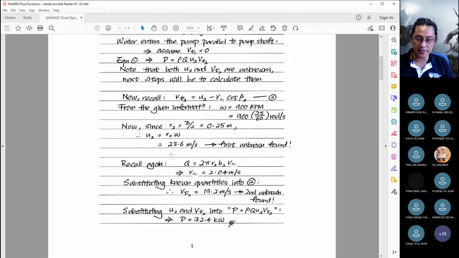Thankfully, there is another relationship that relates the flow rate with Vn2. This will be the right relationship to use because we are given the flow rate Q. At the outlet, Q equals 2 pi R2 B2 Vn2. This is actually a statement of mass continuity, because flow rate Q is nothing but the circumference at the outlet, 2 pi R, multiplied by the height of the blade, B2, multiplied by Vn2.